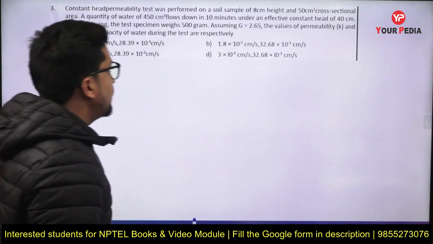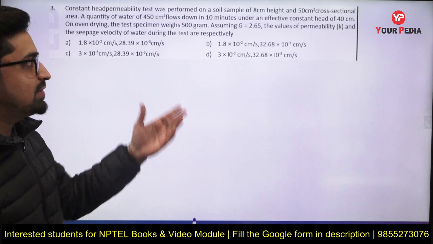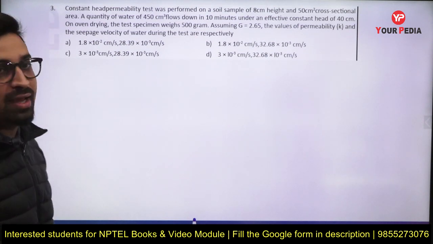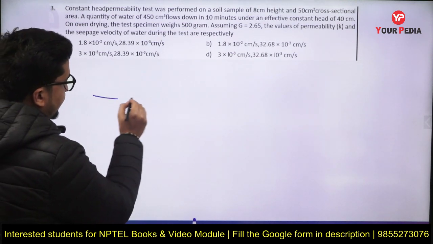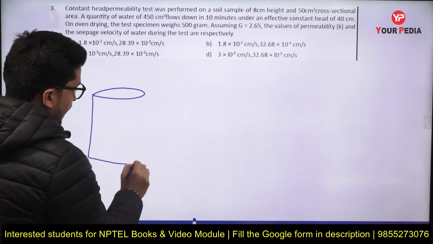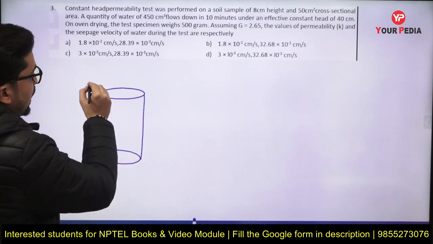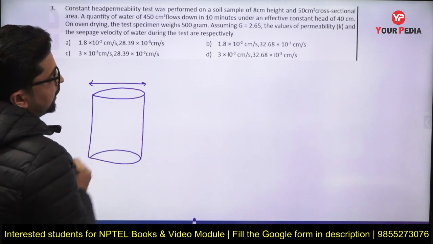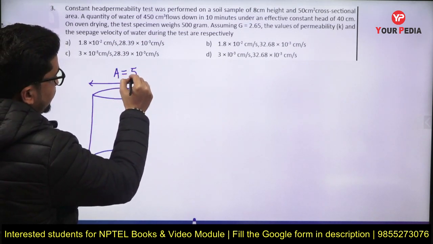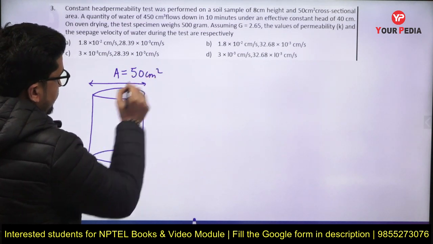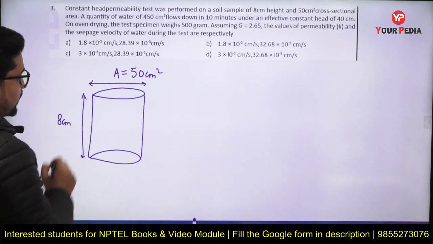which is question number 3, they have given you a constant head permeability test that was performed on a soil sample of height 8 cm and area 50 cm square. So basically there is a cylindrical specimen of soil and a constant head permeability test is carried out on this soil sample, and instead of the diameter they have given you the area. So the area is 50 cm square and the height of the sample is 8 cm, correct.